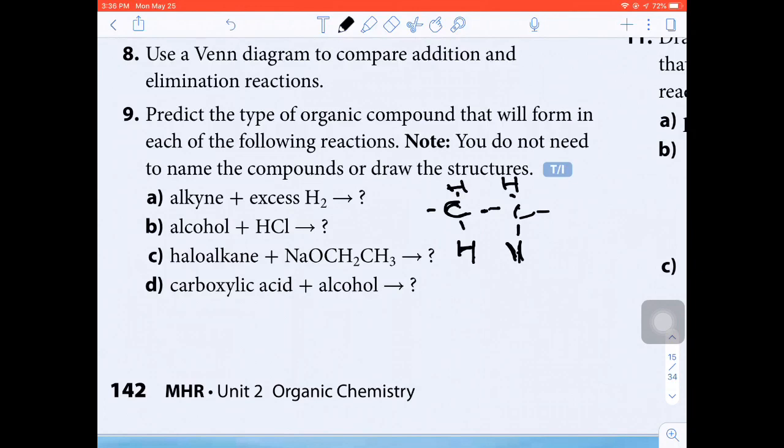Okay, my second question there is B. B says, what happens if I have an alcohol with hydrogen chloride? Alcohol with hydrogen chloride. Okay, the second question here is when we add an alcohol with hydrogen chloride. So an alcohol could be any hydrocarbon.